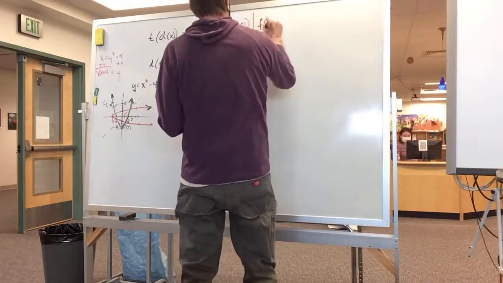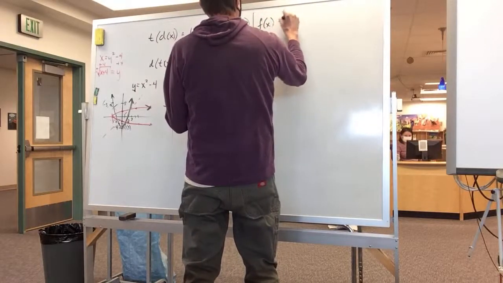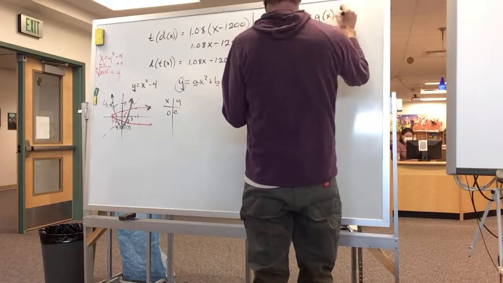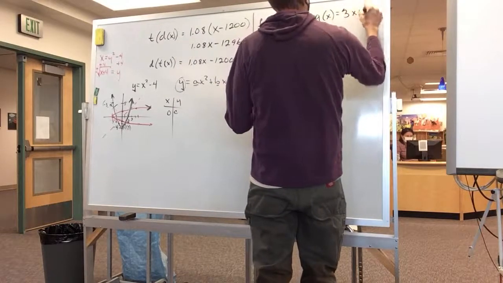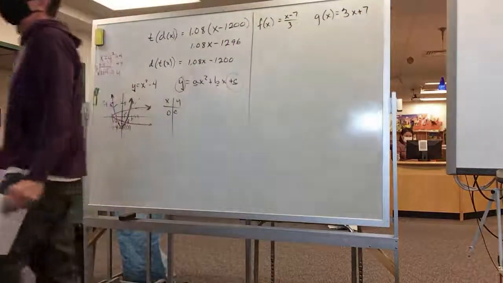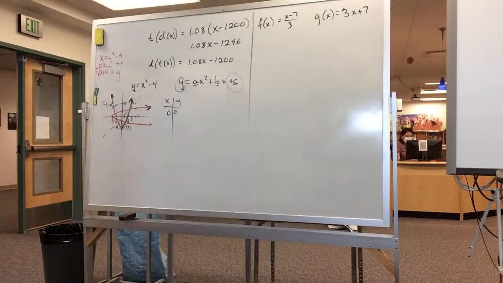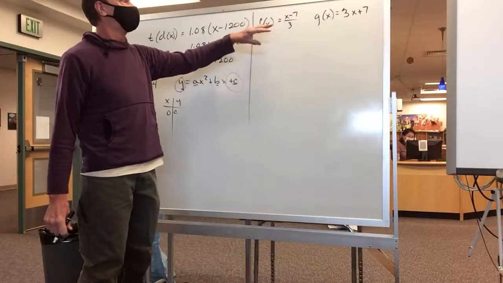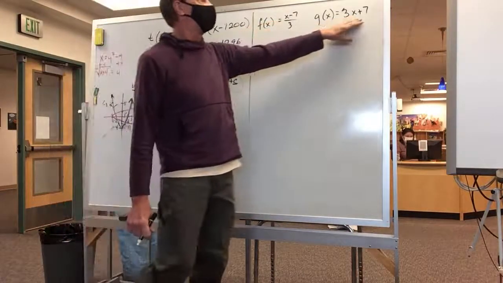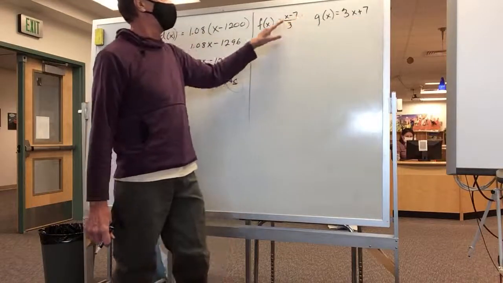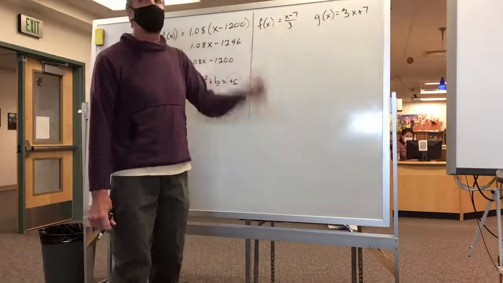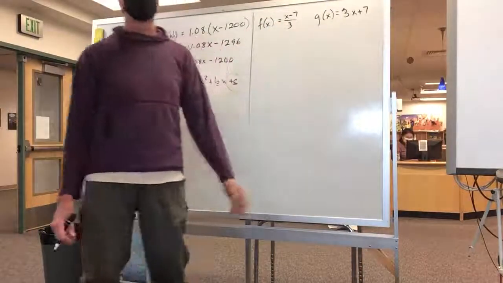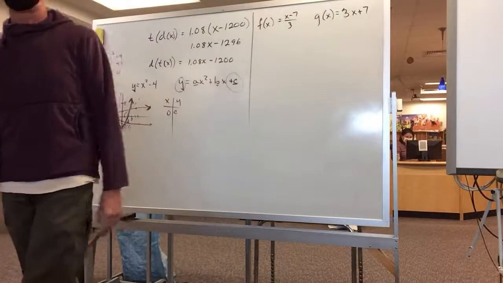So f is x minus 7 over 3. G is 3x plus 7. So we have to show that they're inverses. And the way that we would show that they are inverses is by basically, if we put g into f, we should get x back. If we put f into g, we should have that simplify to x as well.